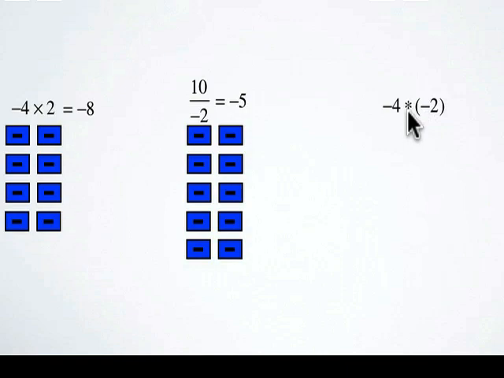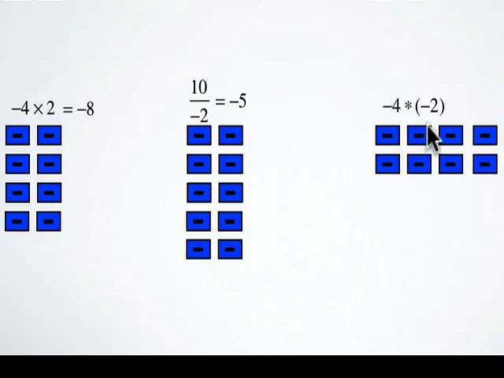And the last example is negative 4 times negative 2. And notice here we've used the asterisk, but that is just another way of representing multiplication. So I'm going to start with 4 groups of negative 2. 1, 2, 3, 4. So that would be if this negative weren't there. But because this negative is there, we're taking away 4 groups of negative 2.